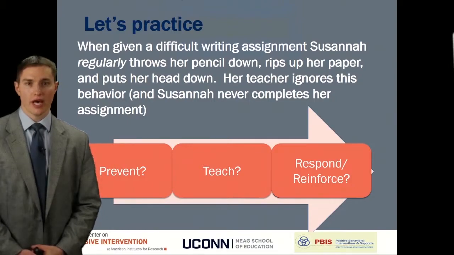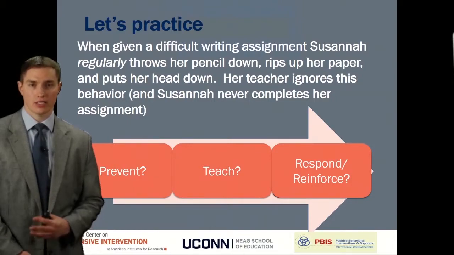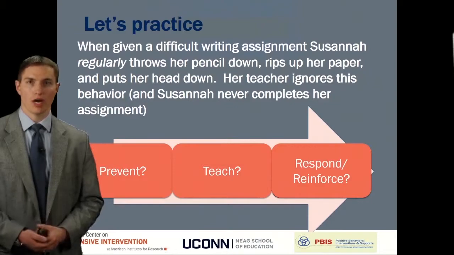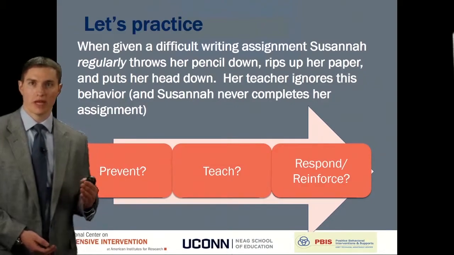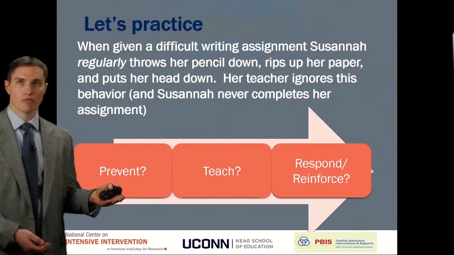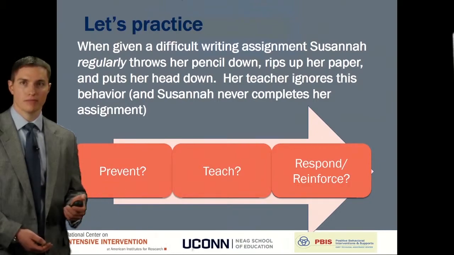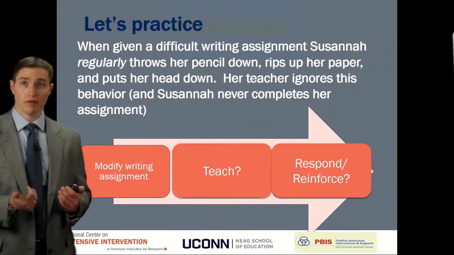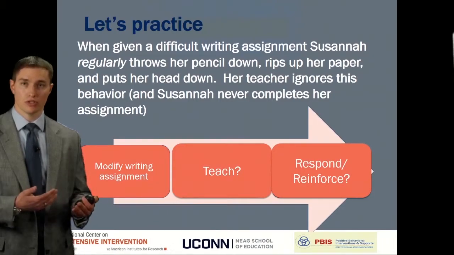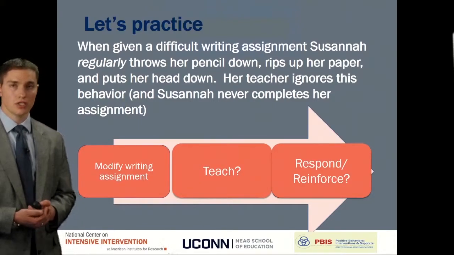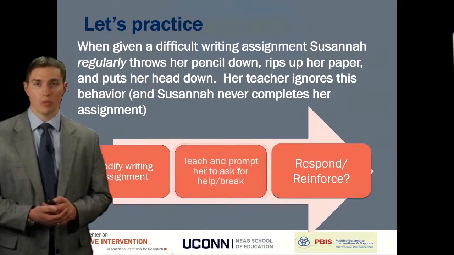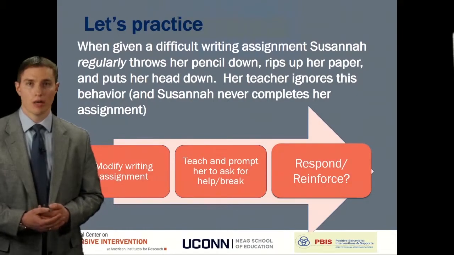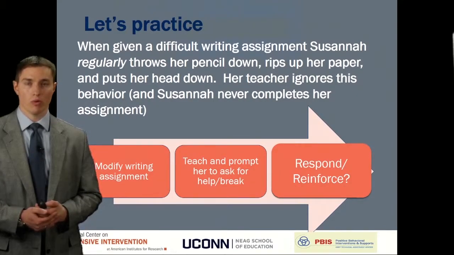Okay, so let's look at an example or a series of strategy examples that you may have come up with on your own. First, what type of antecedent strategy might you come up with to prevent this behavior from happening for Susanna? You may have come up with the idea that you might look to modify her writing assignment, thereby making it less of an aversive for her and more accessible to her. When it comes to teaching strategies, you may have identified that you want to work in strategies that help teach and prompt Susanna to ask for help or a break.